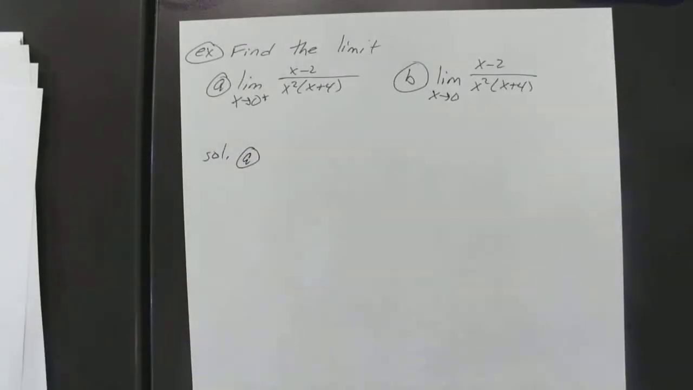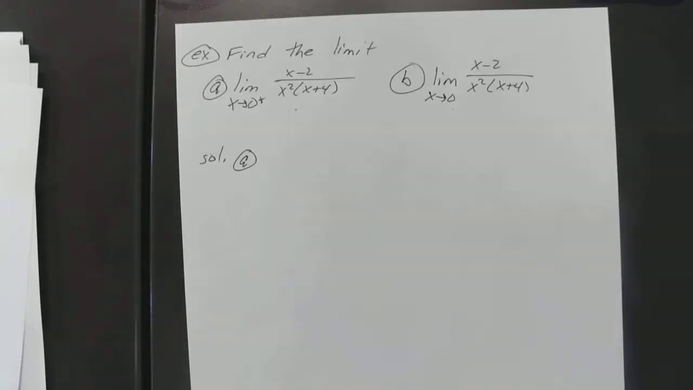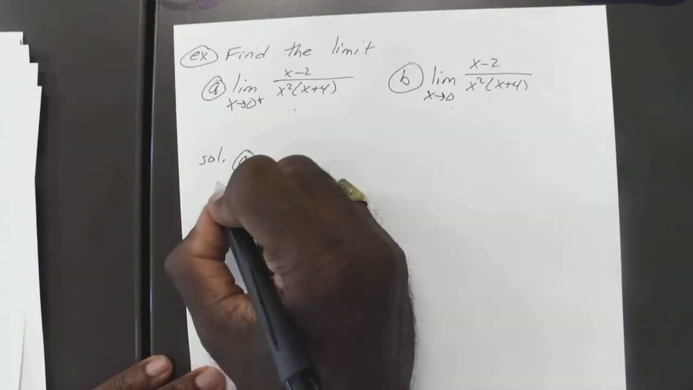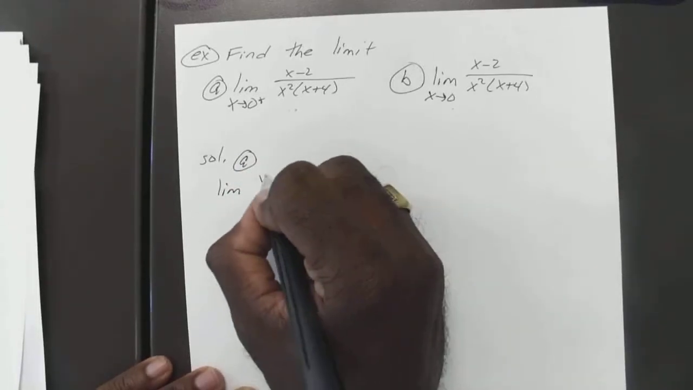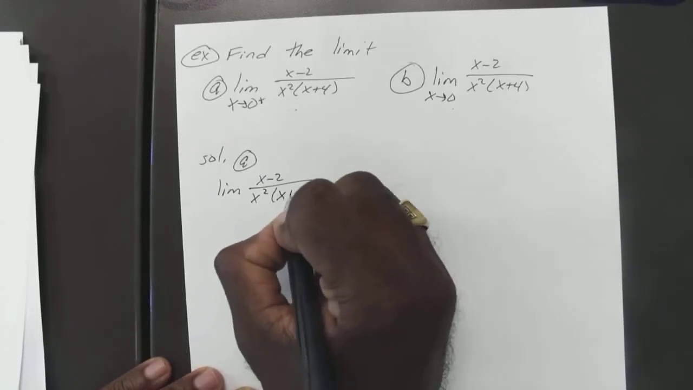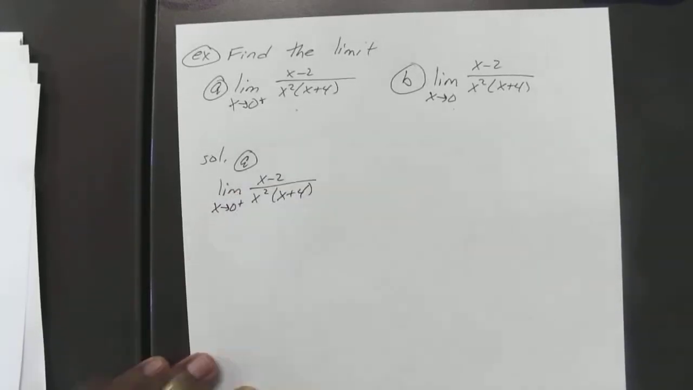Okay, so remember for A, all they're asking is for the limit from the right. So you don't have to worry about any values from the left, at least for this one. For B, again, you have to go left and right because they're just asking for the limit, period. So those limits have to be equal in order for that to exist. So the limit of x minus 2 over x squared times x plus 4 as x approaches 0 from the right.